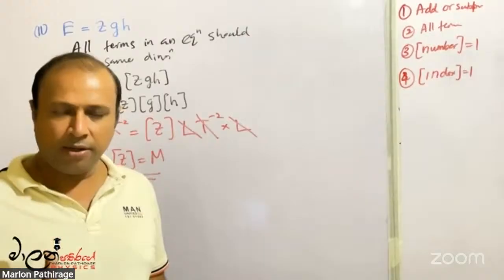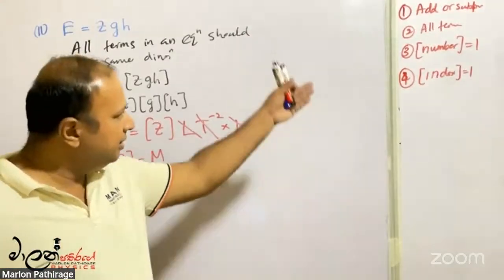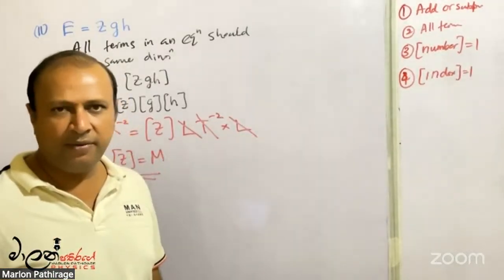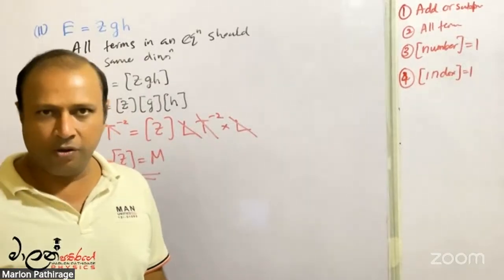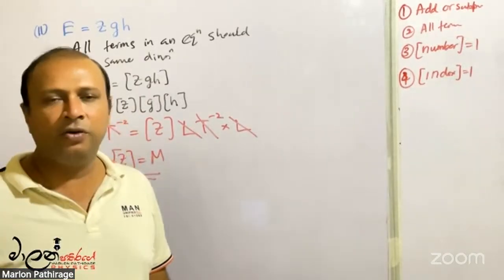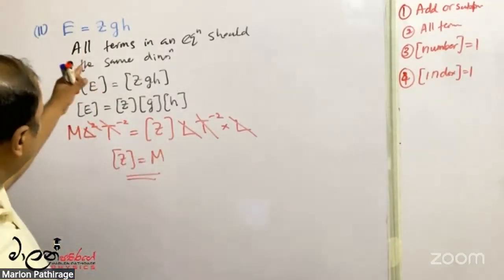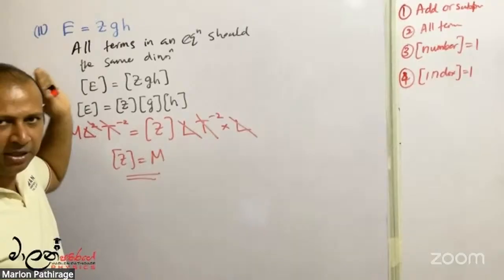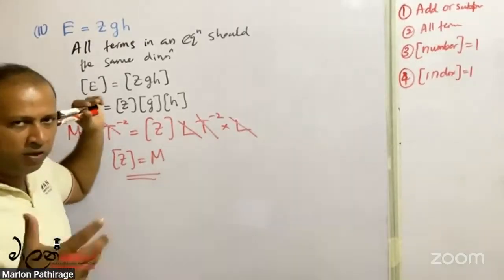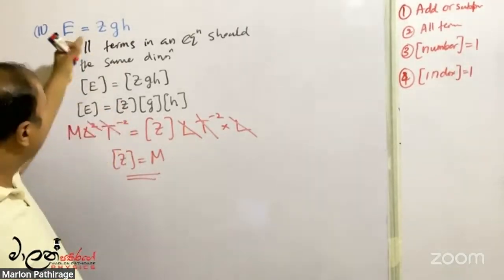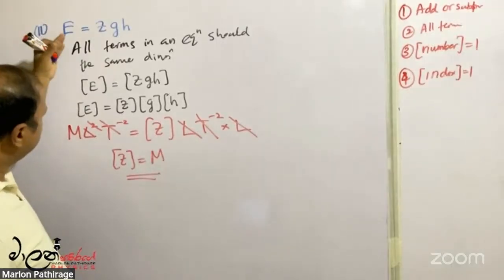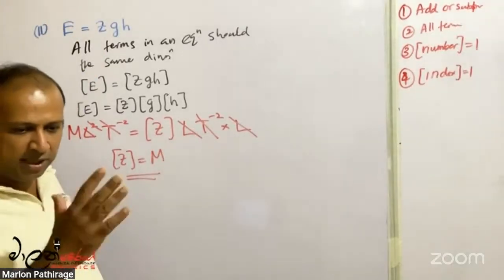Actually you have to go to the basic. We have done 4 rules. There are another 5 rules. Actually, you have to follow those rules only. According to those rules, it is very clear. Now, this is an equation. Although it is a single term equation, all the terms in this equation should have the same dimension.